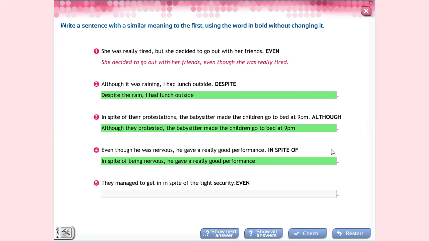Number 5: they managed to get in, in spite of the tight security. In spite of the tight security. They managed to get in even the tight security. They managed to get in even though the security was tight. Okay, the security was tight.